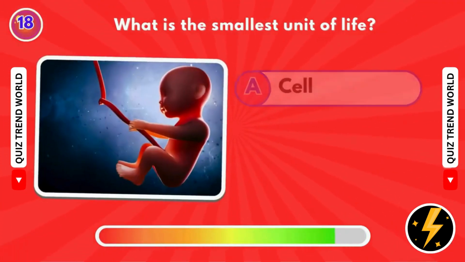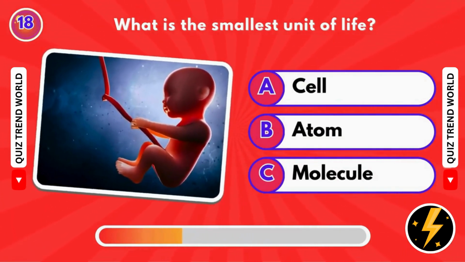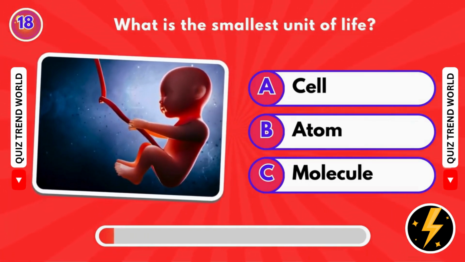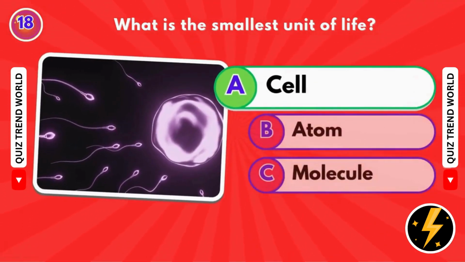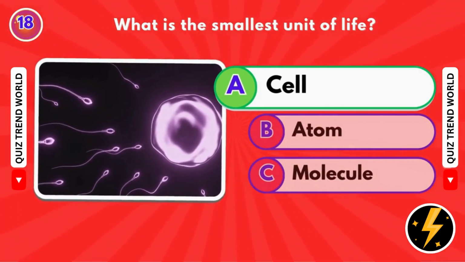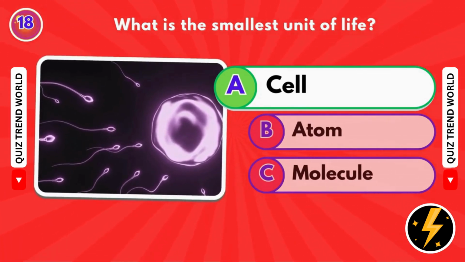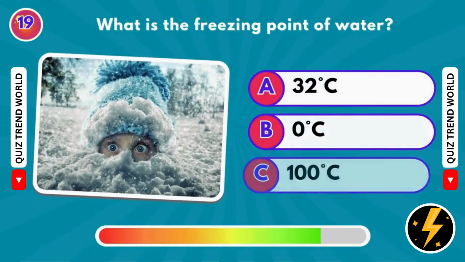What is the smallest unit of life? Cell, atom, or molecule? Cell. The cell is the smallest unit of life that can divide, multiply, grow, and respond to stimuli from the environment.